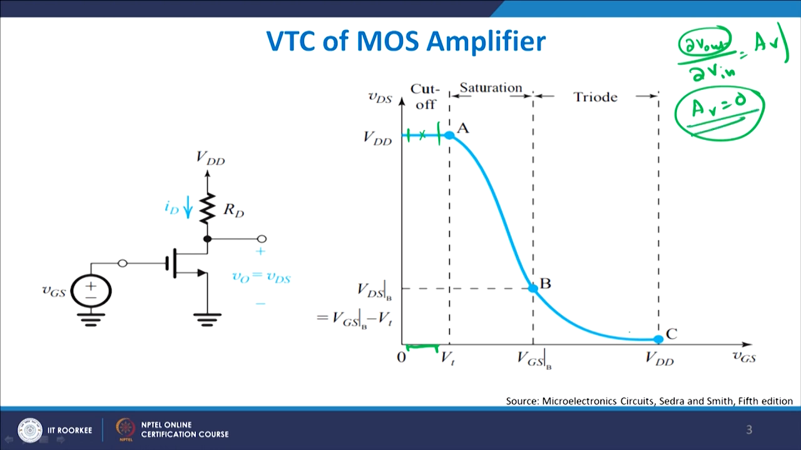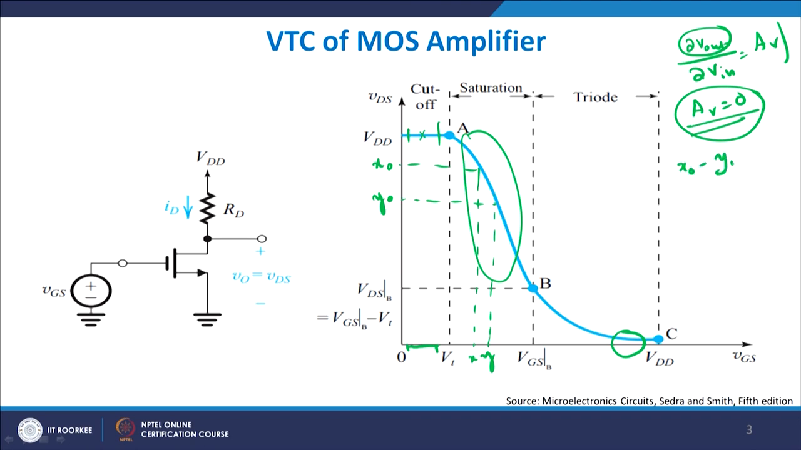The same thing will happen somewhere here, where it is almost flat. The gain will be there in the saturation region, where V out varies drastically even for a small change of V in. Even if your V in has changed from this point to this point, because of heavy nonlinearity, the output has changed from, say, input x and output y to x o and y o, and therefore we can define the gain as x o minus y o divided by y minus x.